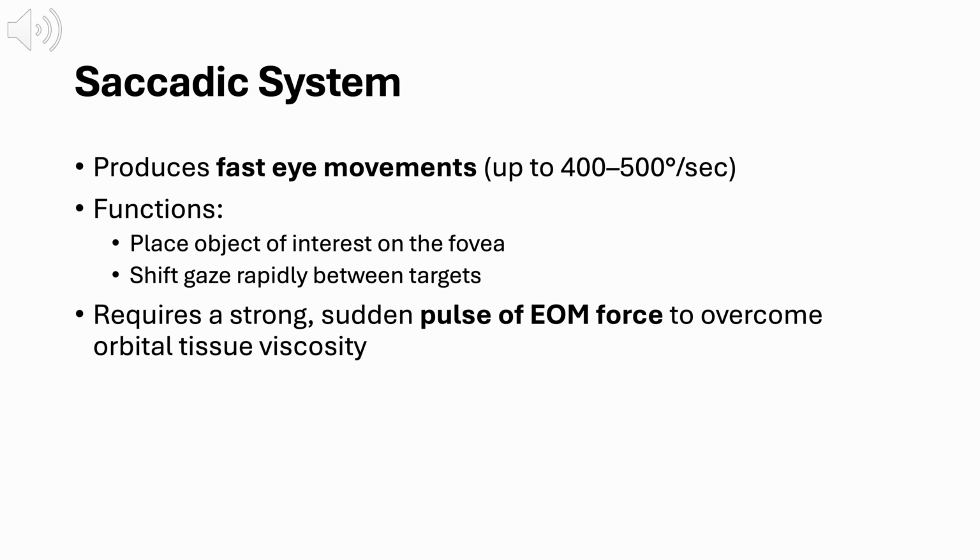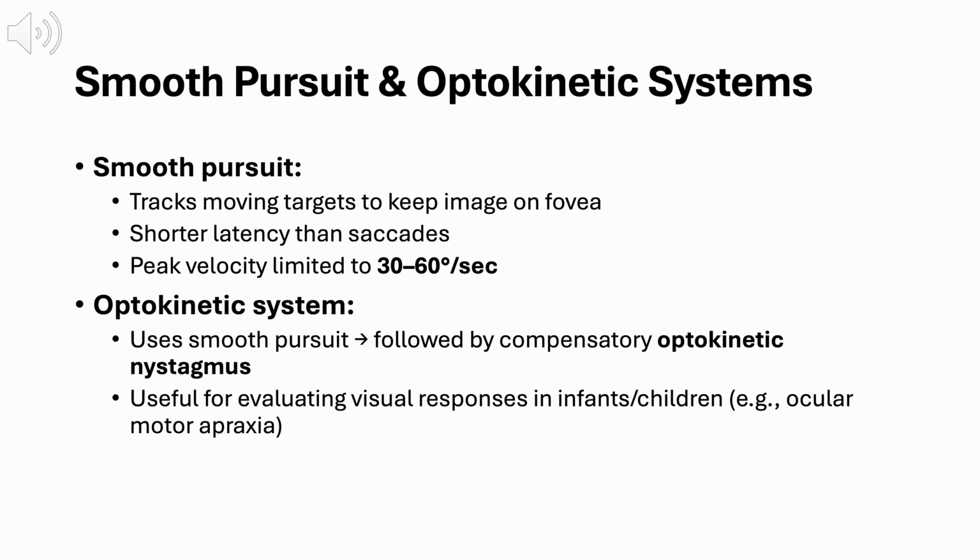In contrast to saccades, smooth pursuit eye movements are designed to track moving targets and keep their image centered on the fovea. These movements are slower and more controlled, with peak velocities limited to about 30 to 60 degrees per second. Smooth pursuit has a shorter latency than saccades, but cannot be generated without a moving visual target.